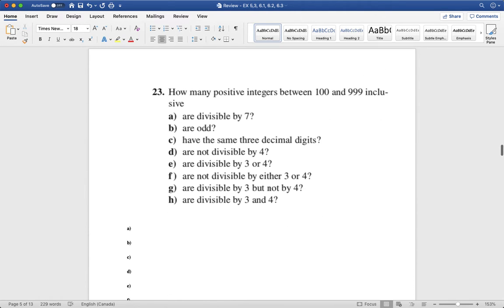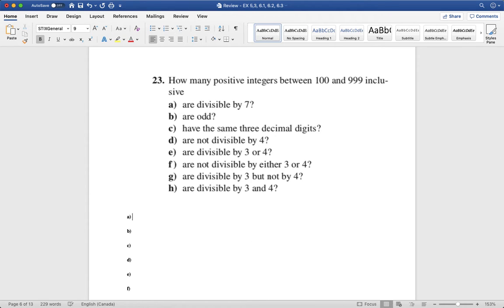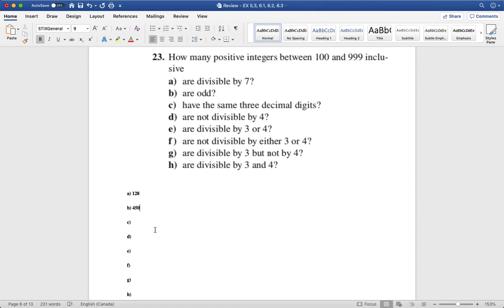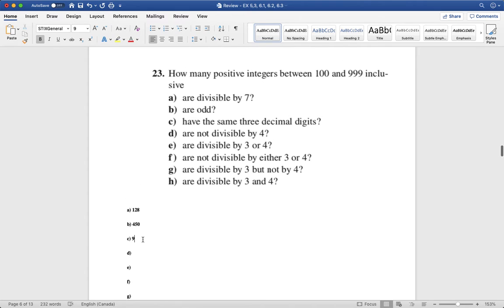Alright, next question. So we have: how many positive integers between 100 and 999, inclusive, are divisible by 7? So we have 128 of them are odd numbers. Between 100 and 999, we have 450 that have the same three decimal digit, so we have 111, 222, 333, 444. So we have in total 9, right, including the 999.